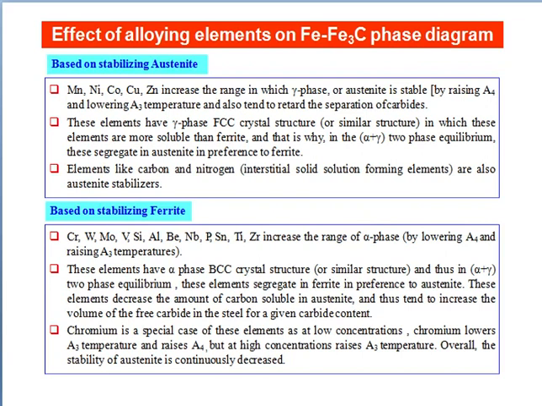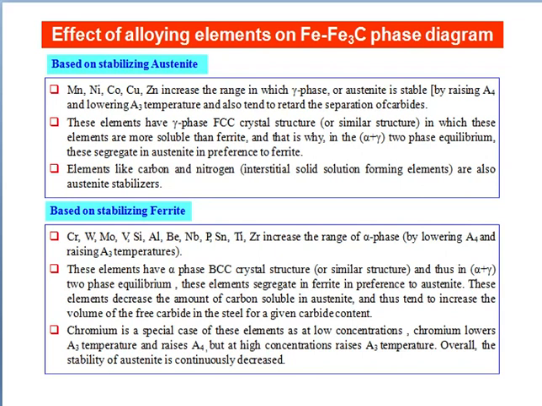These elements have gamma phase, face-centered cubic crystal structure or similar structure in which these elements are more soluble than ferrite, and this is why in the alpha plus gamma two-phase equilibrium these segregate in austenite in preference to ferrite. Elements like carbon and nitrogen, interstitial solid solution forming elements, are also austenite stabilizers.